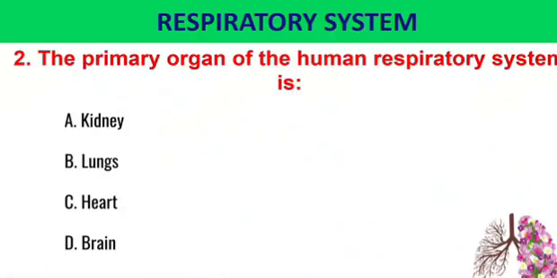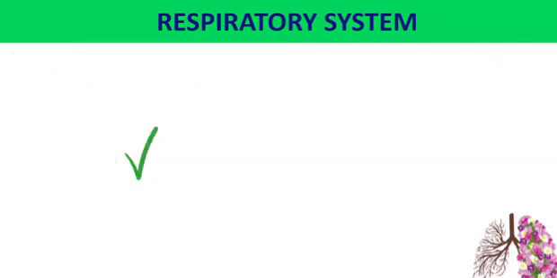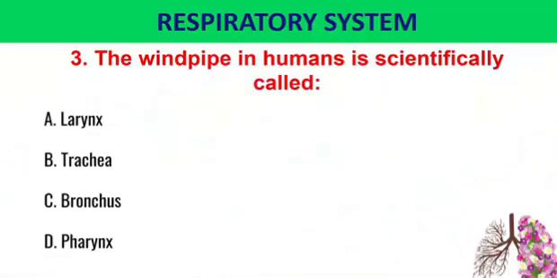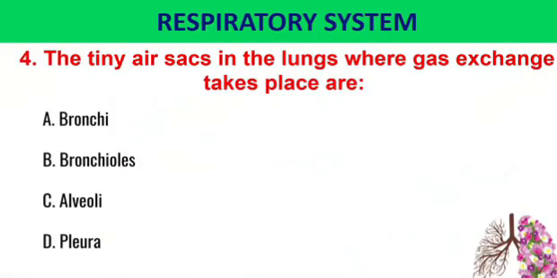The heart is enclosed by a double-layered sac called lungs. The windpipe in humans is scientifically called trachea. The tiny air sacs in the lungs where gas exchange takes place are alveoli.